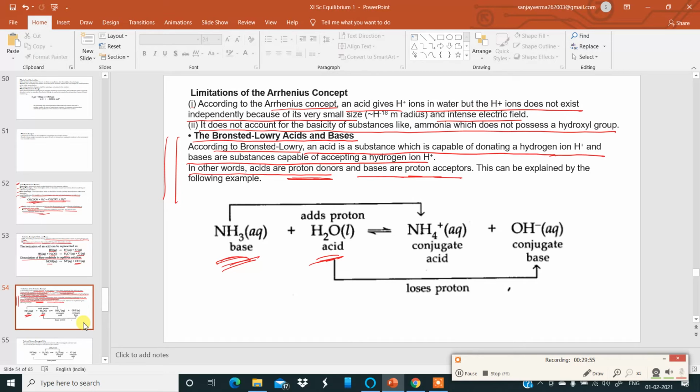So ammonia, on accepting a proton, will form the ammonium ion. This is called the conjugate acid. And the hydroxyl ion is formed, which is called the conjugate base. Water is losing a proton, and over here ammonia is adding a proton. So bases are proton acceptors, acids are proton donors. This ammonium ion is a conjugate acid, the hydroxyl ion is a conjugate base. This is an important concept for all of you to understand according to the Bronsted-Lowry acids and bases theory.